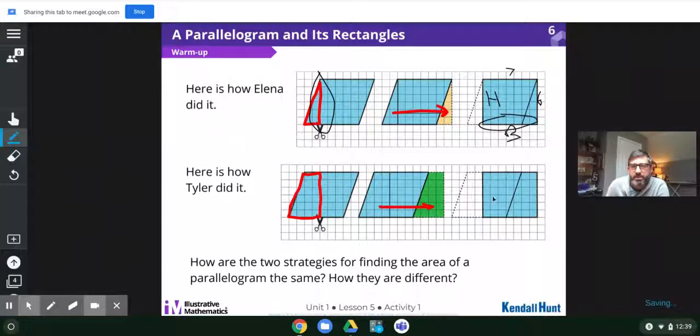So if we look at this rectangle at the bottom, again, we've got a base here. And then remember, Tyler cut this section out and moved that trapezoid. So the section he cut is the height. So we've got the base down here, and then the height here, which is the vertical line that Tyler cut out.